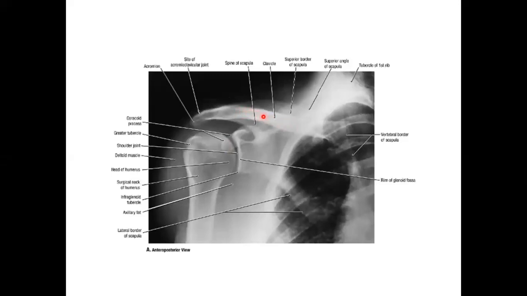So here's your scapula. And then again, remembering that because this is 2D and not 3D, the spine of your scapula curved around to come here. So that's why they pointed it out that way. What else is important here? Yeah, so they're showing you here's your deltoid muscle.